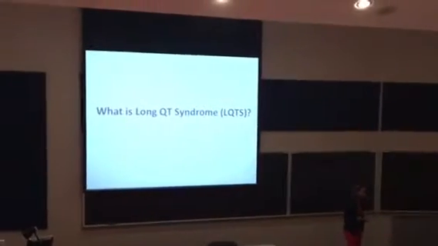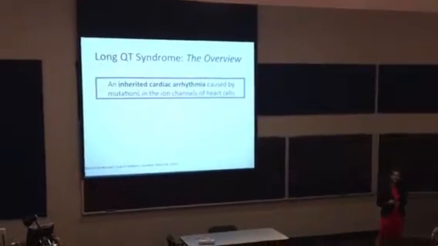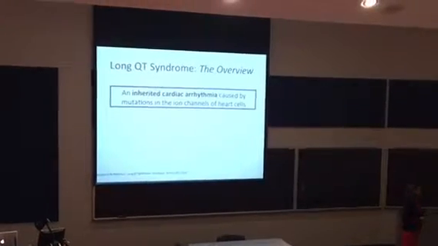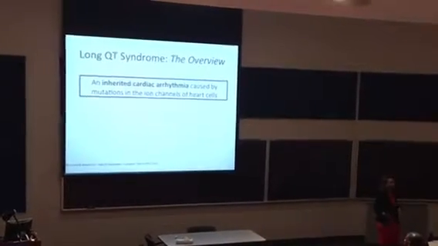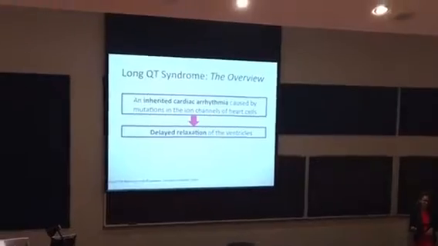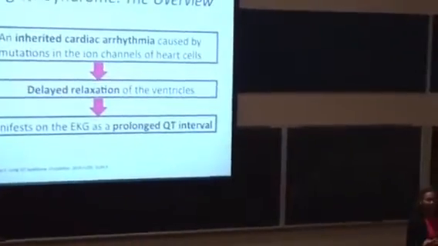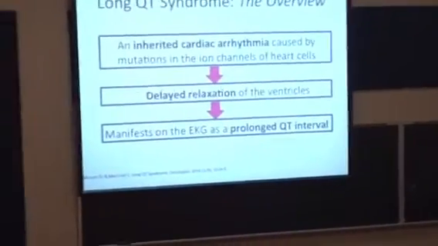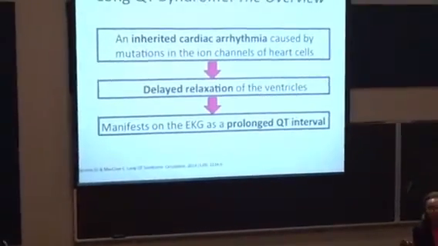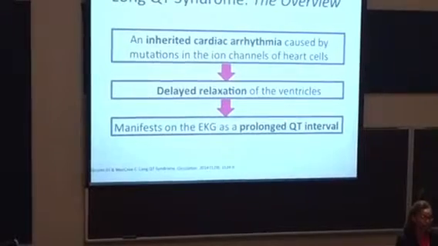What is long QT syndrome? So long QT syndrome is an inherited cardiac arrhythmia that results from mutations in the ion channels of heart cells. And this leads to delayed repolarization of the ventricles, which then manifests on the EKG as a prolonged QT interval, right? And we really worry when we see our patients with prolonged QT intervals, because this can predispose them for some pretty lethal cardiac arrhythmias.